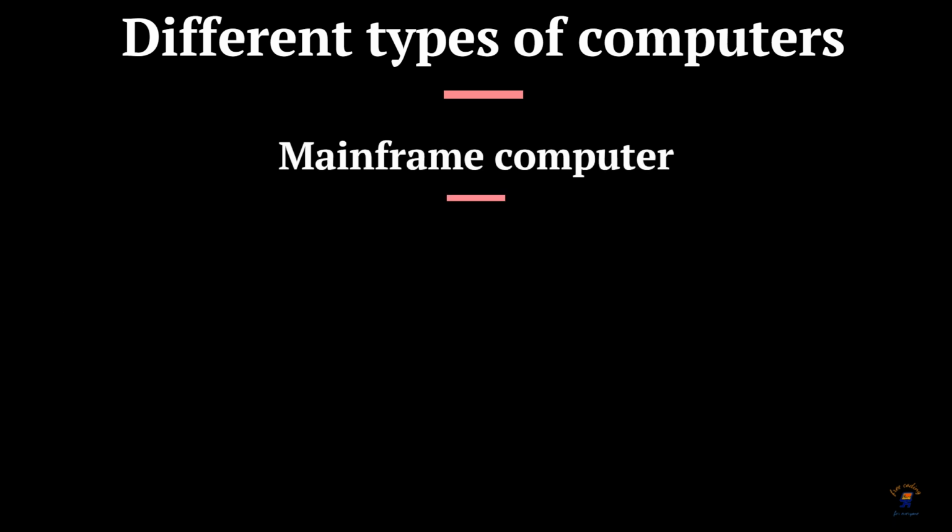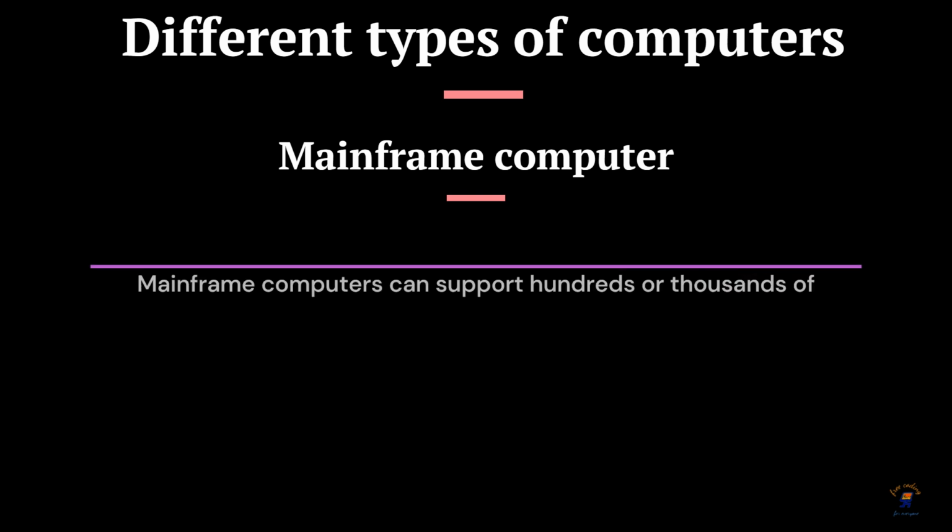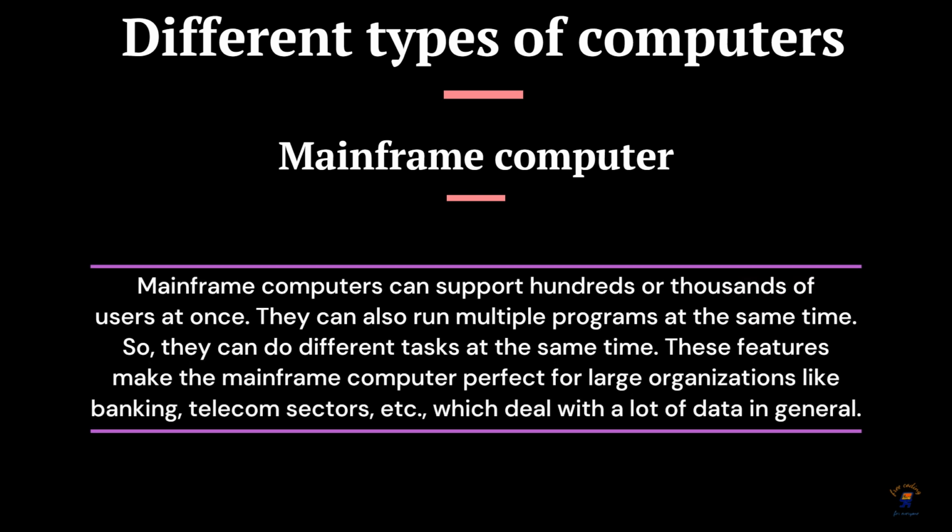Mainframe computer. Mainframe computers can support hundreds or thousands of users at once. They can also run multiple programs at the same time, so they can do different tasks at the same time. These features make the mainframe computer perfect for large organizations like banking, telecom sectors, etc., which deal with a lot of data in general.